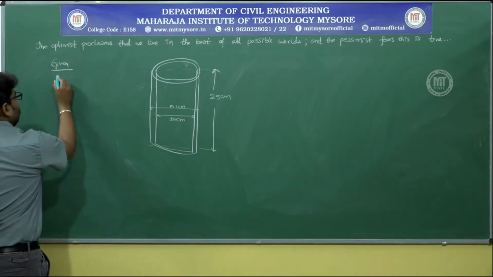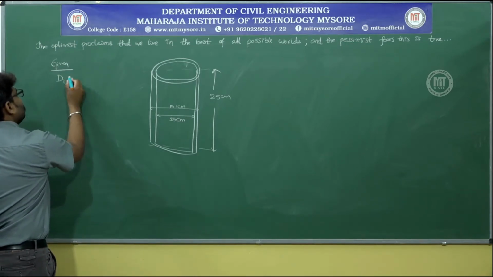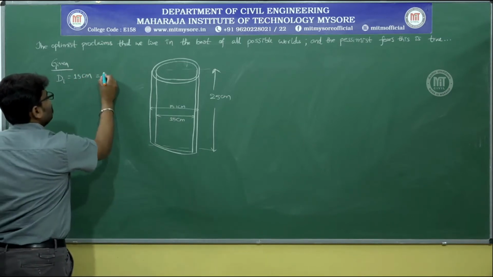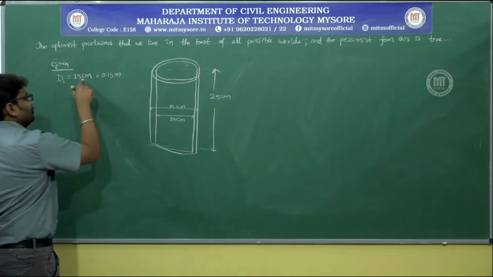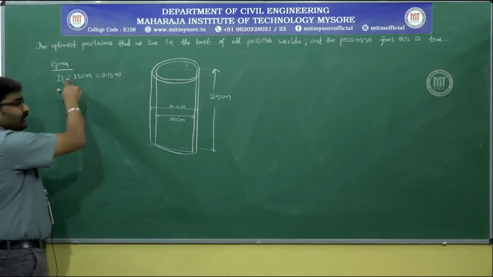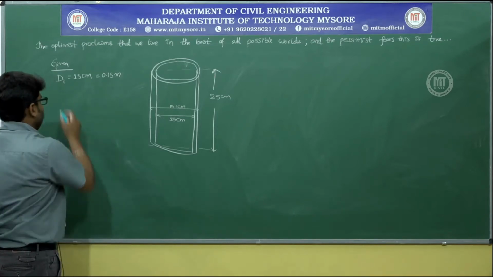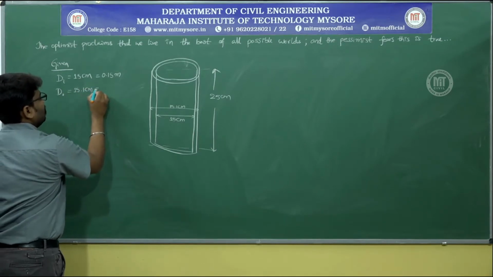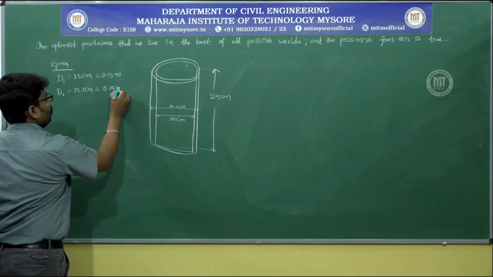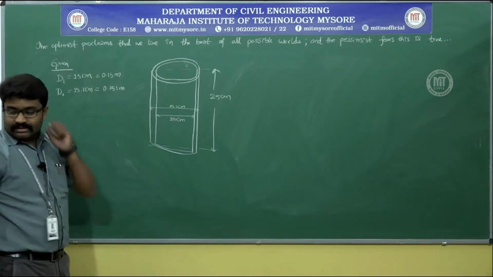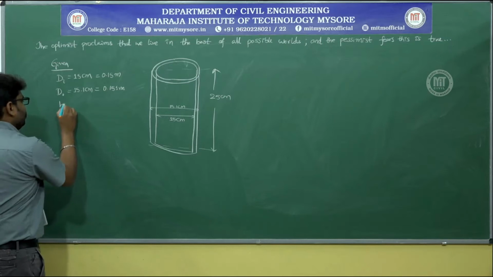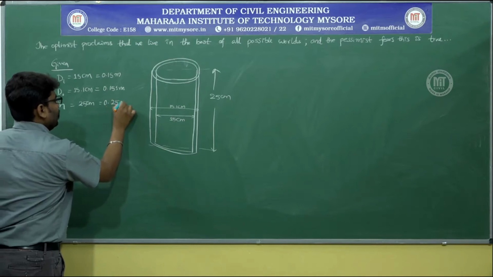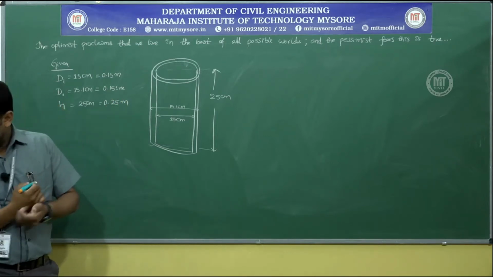Now, I will write the diameter of the inner cylinder. That is 15 centimeter. Centi is not in SI unit, so I will write this as 0.15 meter, because centi is 10 power minus 2. So, it will be 0.15 meter. The diameter of the outer cylinder is 15.1 centimeter. Upon conversion, it is 0.151 meter. What else is given? The height. Height is given to be 25 centimeter, nothing but 0.25 meter.